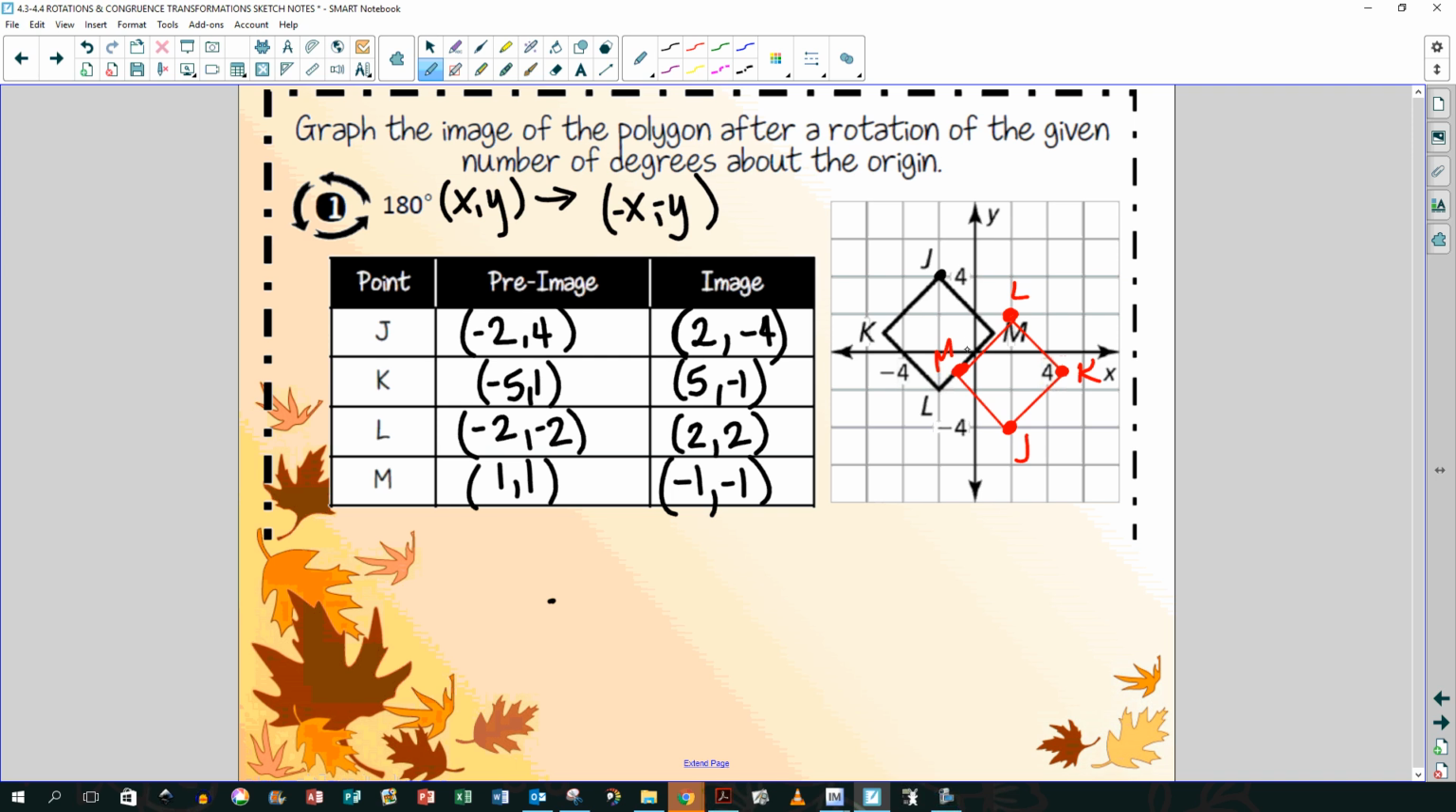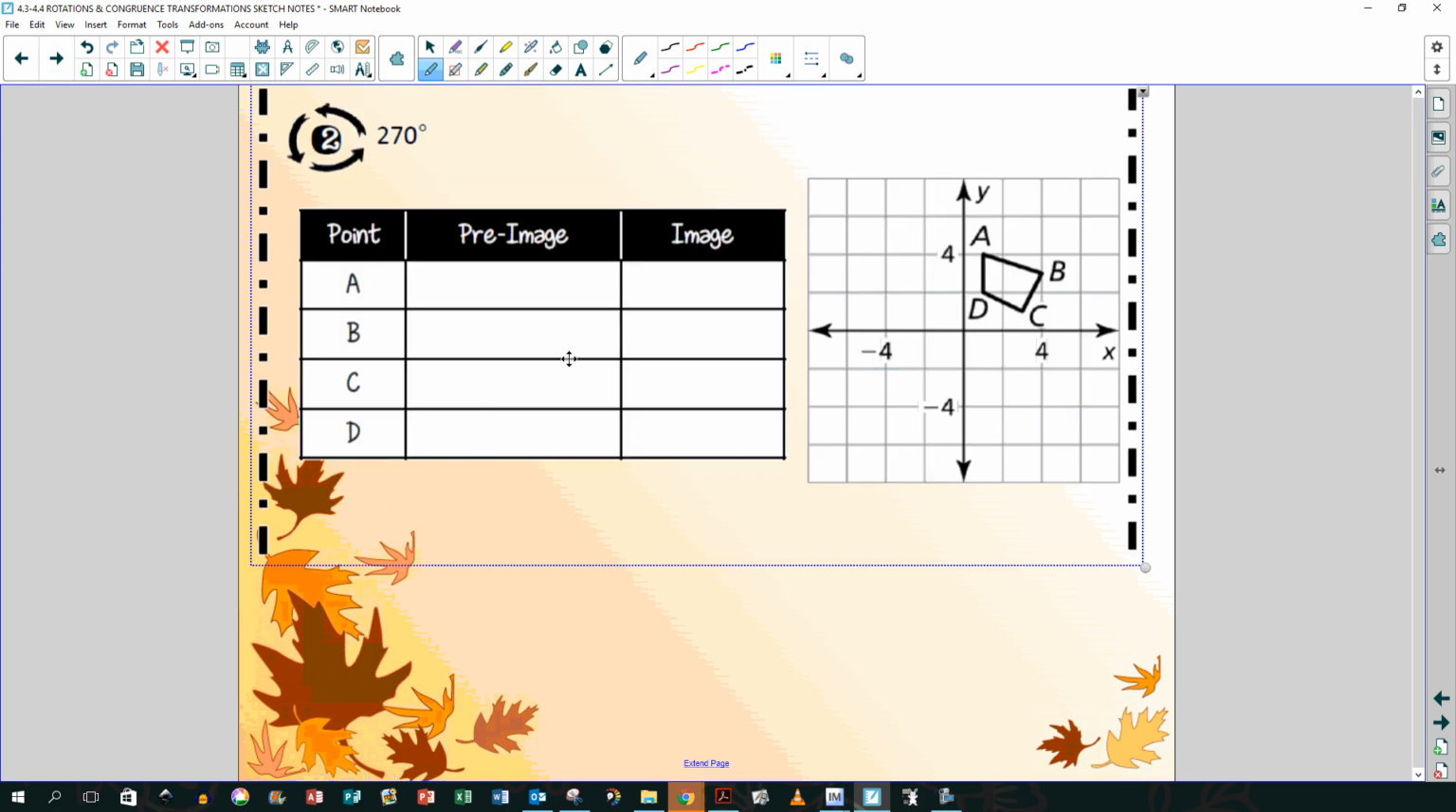So notice it's still the same size. It did not change size. All you did was you took this and you rotated it 180 degrees. And you followed this rule. All right, let's try another one.